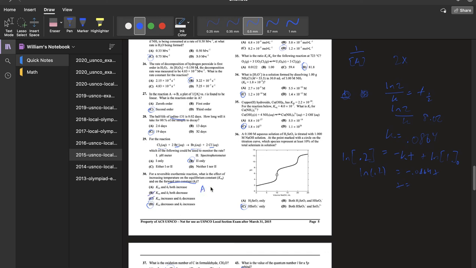And then here, if I just draw this out, this is like a very simple exothermic reaction. Heat is a product. If I increase the concentration of a product, so I increase temperature, increasing heat, my reaction will respond according to Le Chatelier's principle by shifting towards the reactants. So that means K will decrease. This is big K. So that's why it's D.